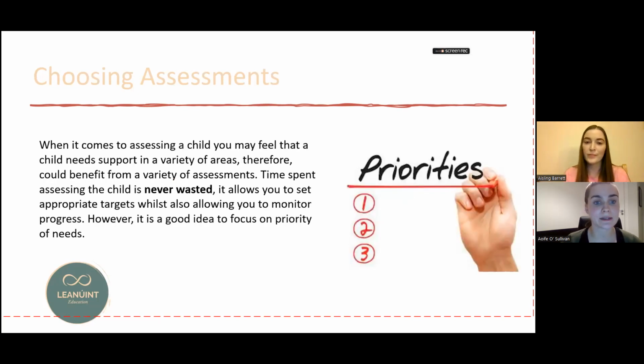When choosing assessments and when assessing a child, like I mentioned, you might feel that it is appropriate to assess a child in a variety of areas, so therefore they might benefit from a variety of assessments.